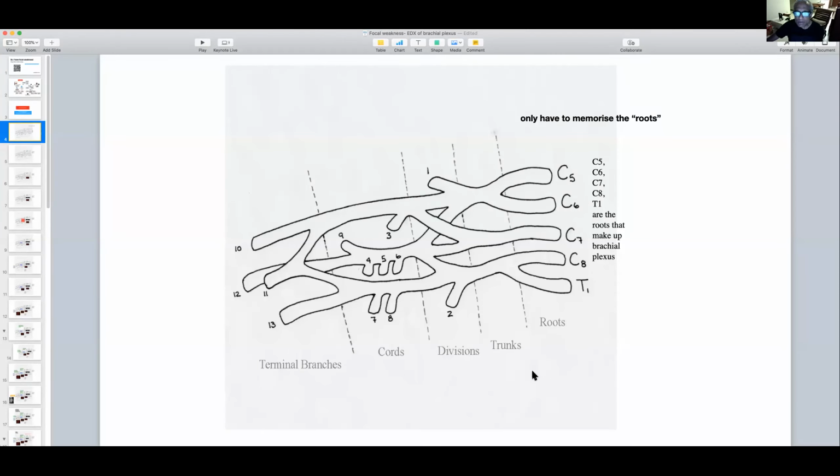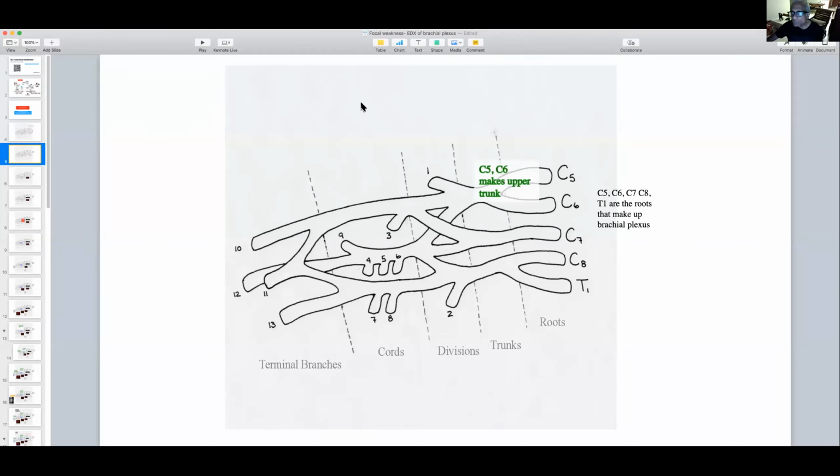Because if you think about it, if C5, C6, C7, C8, T1, we have 5. And we need to form 3 trunks. So obviously, we take the first 2 and form the upper trunk. We take the bottom 2 and form the lower trunk. Okay? And then, of course, you have no choice now, but the middle trunk must come from C7. So without much memory, you know that C5, C6 make the upper trunk, C8, T1 makes the lower trunk, and C7 makes the middle trunk.